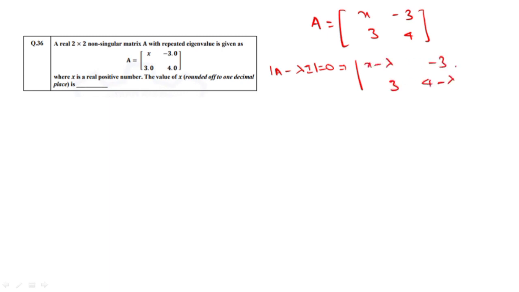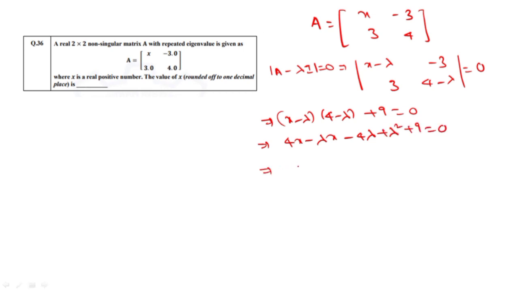So I would like to write what is given. A equal to [x, minus 3; 3, 4]. For the eigenvalues, we go by the characteristic polynomial, determinant of A minus lambda I equal to 0, which is nothing but the determinant of [x minus lambda, minus 3; 3, 4 minus lambda]. The determinant is x minus lambda into 4 minus lambda plus 9 equal to 0. And this is 4x minus lambda x minus 4 lambda plus lambda square plus 9.